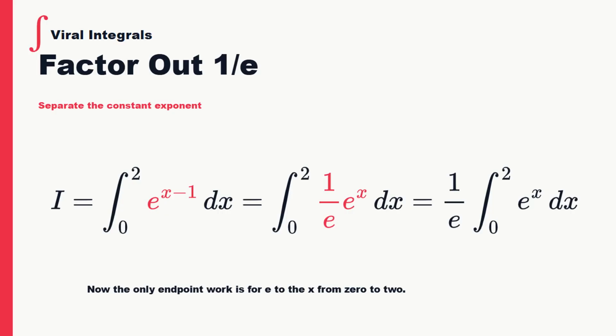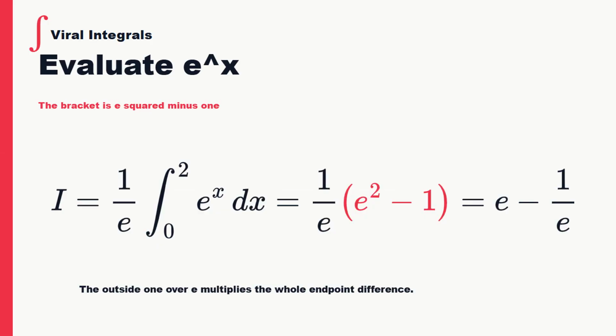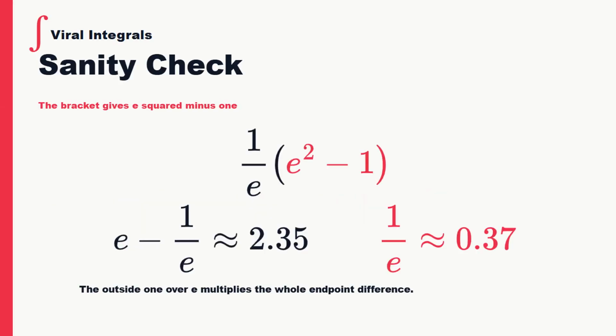Since e to the x minus 1 equals 1 over e times e to the x, the constant factor can come outside the integral. The antiderivative of e to the x is e to the x, so the interval from 0 to 2 gives e squared minus 1. After the factor comes out, the bracket is e squared minus 1. The answer is not just the outside 1 over e.